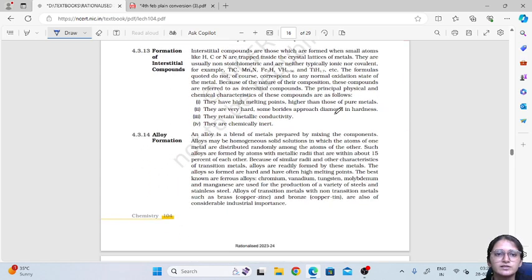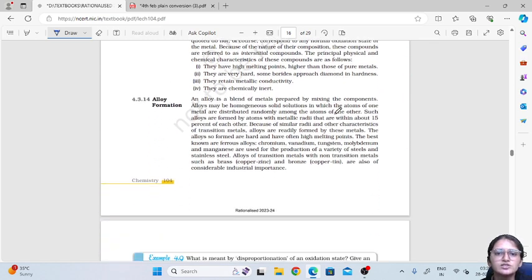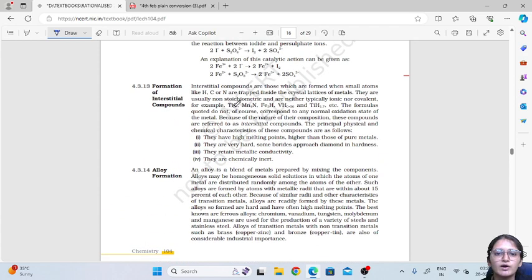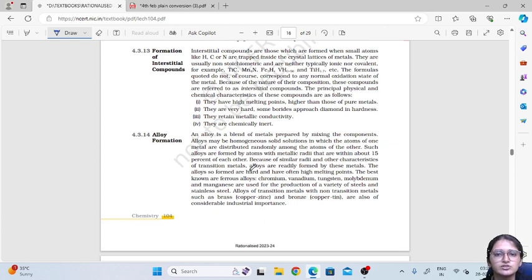Then, formation of interstitial compounds. What are interstitial compounds? The compounds in which small atoms are trapped in the metals. Interstitial compounds are formed when small atoms like hydrogen, carbon, nitrogen are trapped inside the crystal lattice of the metals. Here are the examples of interstitial compounds. Because of the nature of their composition, these are referred to as interstitial compounds.